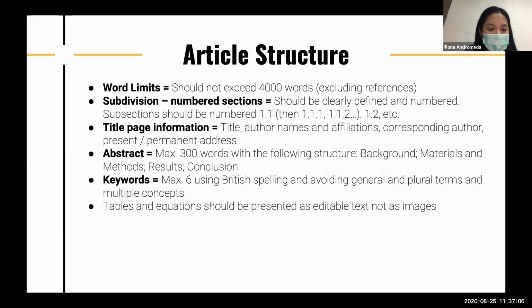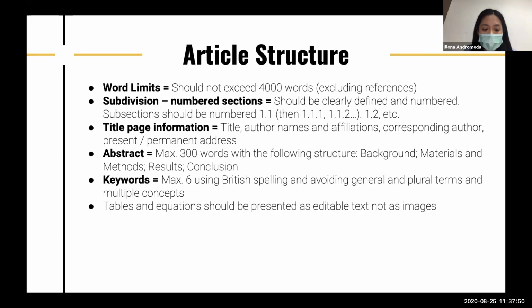sections. And then the title page information has to contain a title, author names and affiliations, corresponding author, and present and permanent address. And then the abstract has to be a maximum of 300 words with the following structure: background, materials, methods, results, and conclusion. And for keywords, a maximum of six words using British spelling and avoiding general and plural terms and multiple concepts such as "if" and "and".